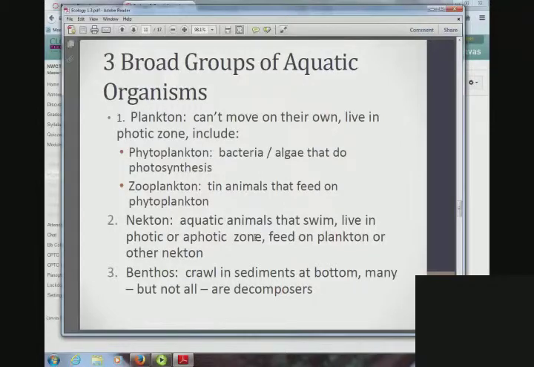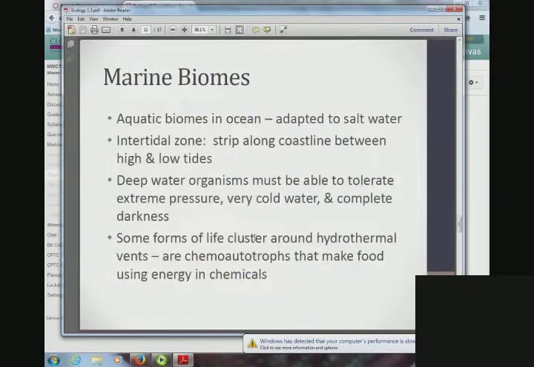The plankton, they can't move on their own and they live in the photic zone. These are going to include phytoplankton, which are things like bacteria and algae that do photosynthesis, and the zooplankton, which are small animals that feed on phytoplankton. The nekton are going to be aquatic animals that swim or live in the photic or aphotic zone. They feed on the plankton or other nekton. And then the benthos, these are going to crawl in the sediment at the bottom. Many, but not all of these are decomposers.